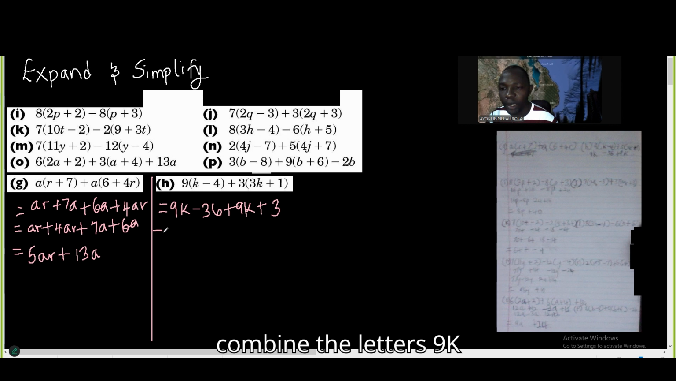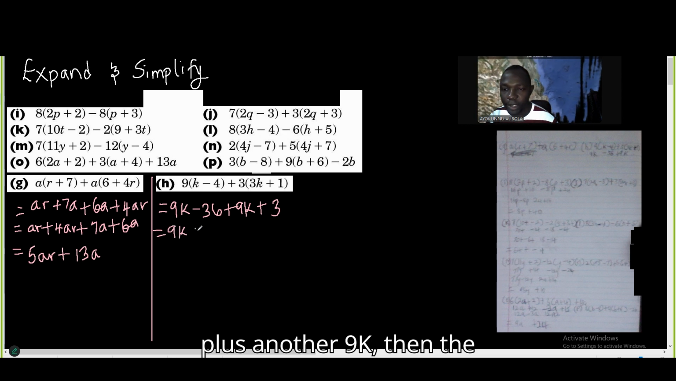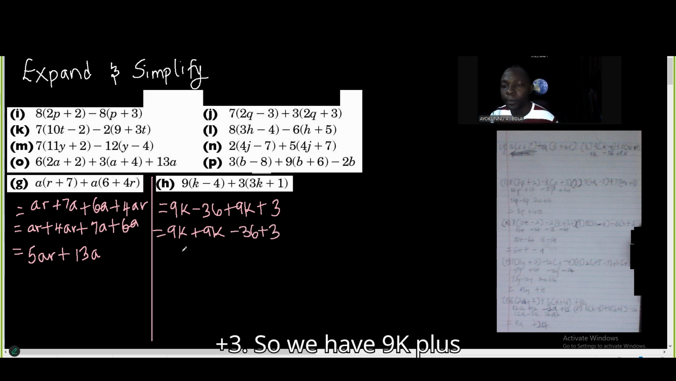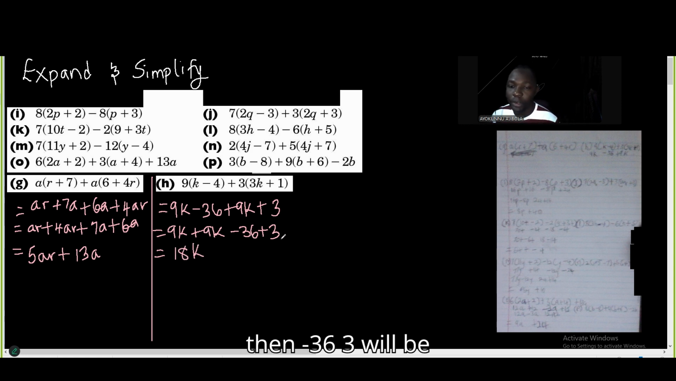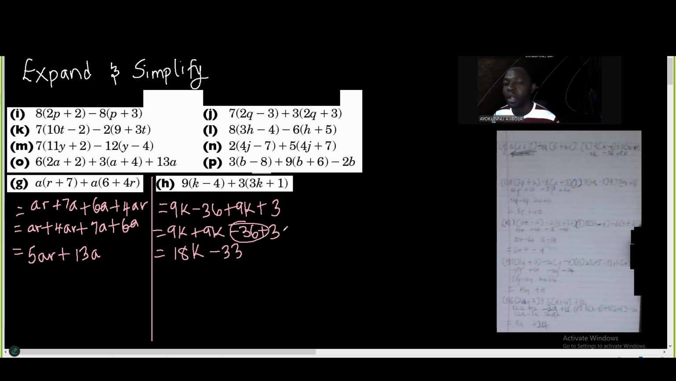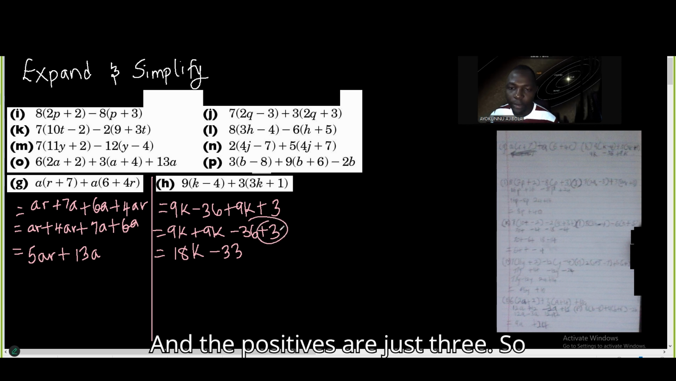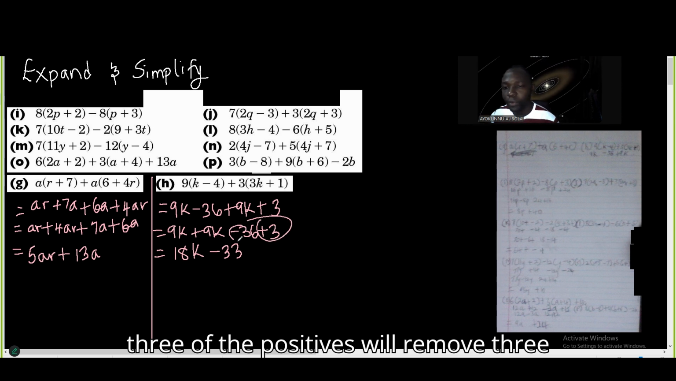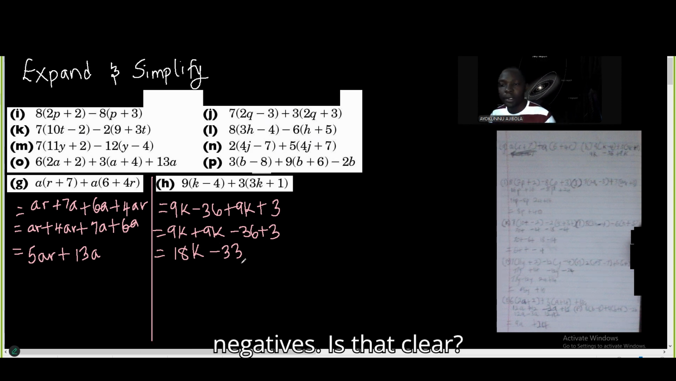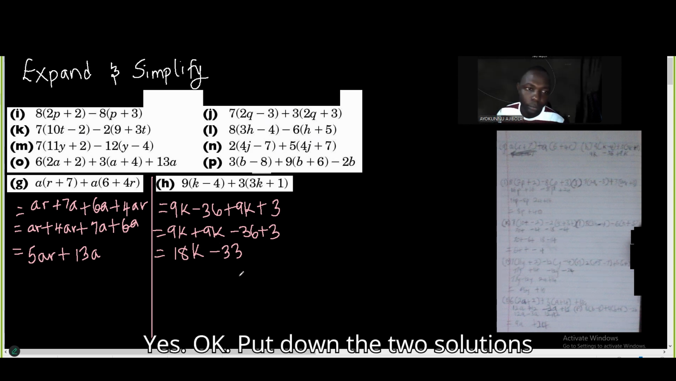Then we can combine the letters 9k plus another 9k. Then the numbers minus 36, then positive 3. So we have 9k plus 9k as 18k. Then minus 36 plus 3 will be minus 33 because the negatives are 36 and the positives are just 3. So the 3 positives will remove 3 from the negatives. Then we have 33 negatives. Is that clear? Yes.